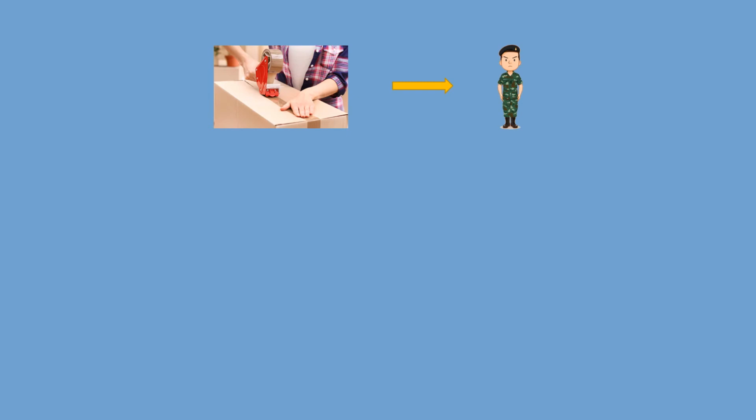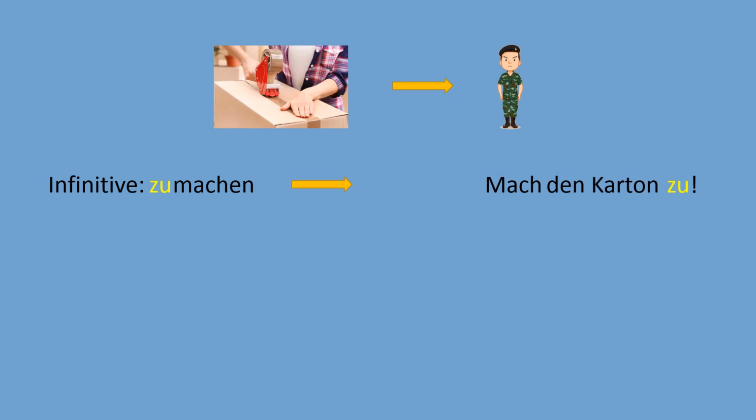Let's say, for example, we want to give a comment, a request. Please close the box. So how do we do it? You remember the verb translation in German is zumachen. So we will use this verb, but even in our request, in our comment, we will separate the prefix and we will put it at the end. Mach den Karton zu. Close the box. So zu is always separated and always used at the end.